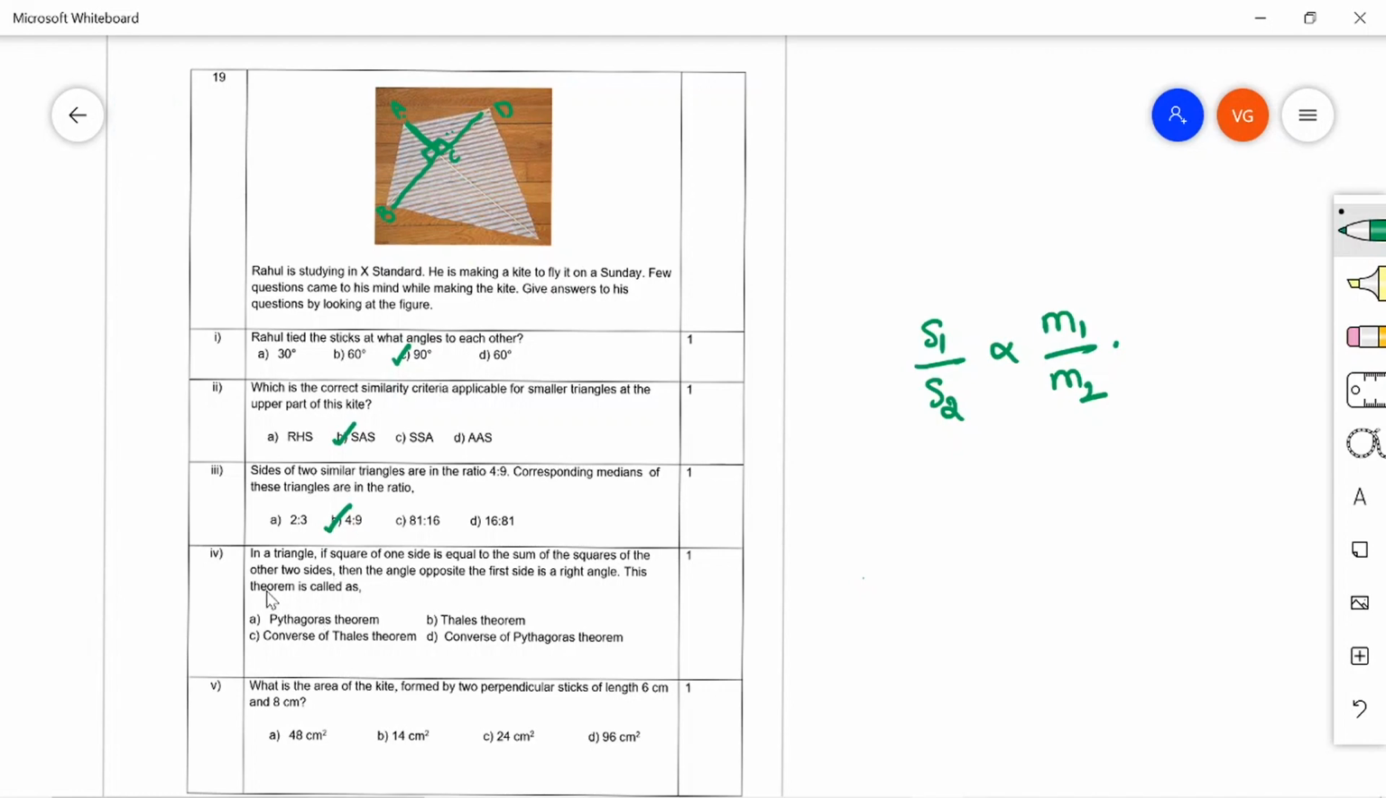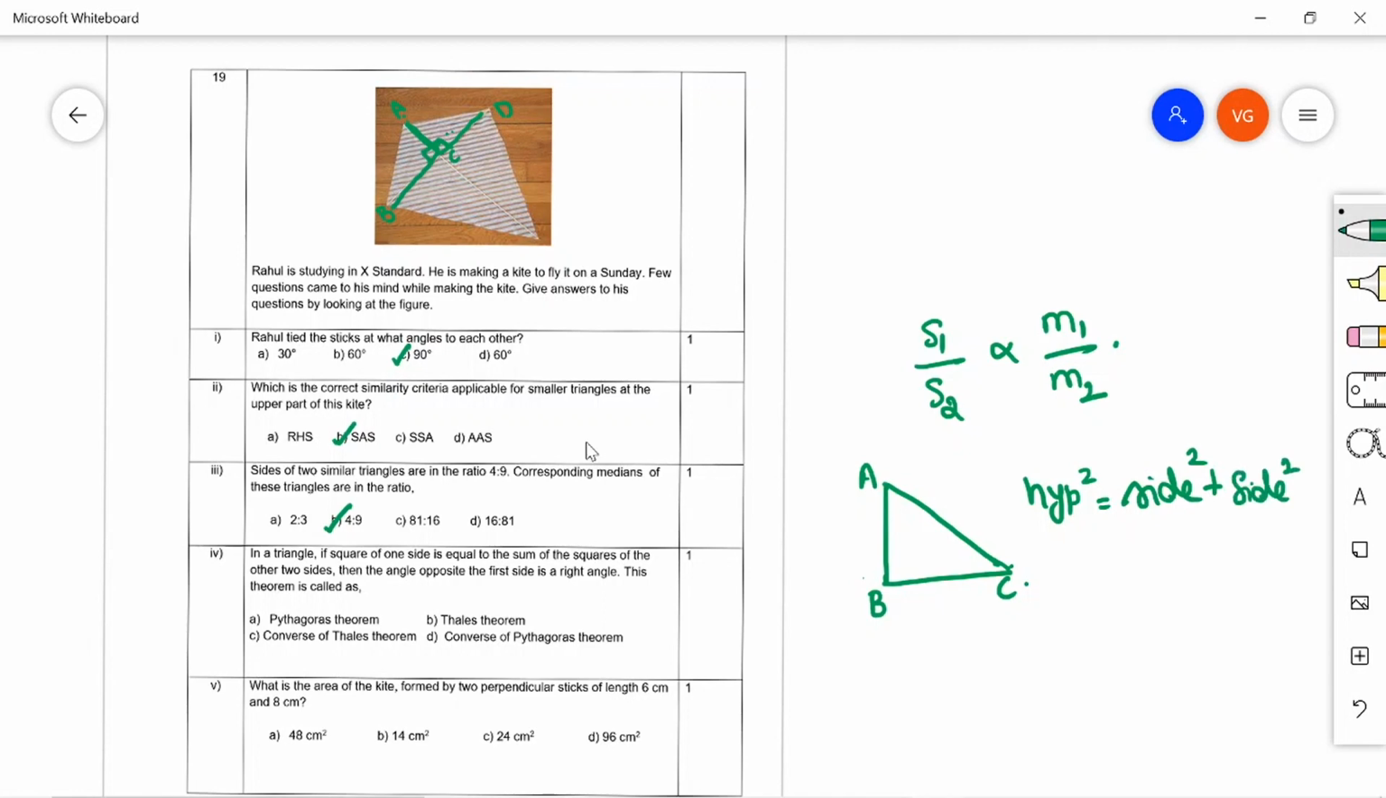Then question 4. In a triangle, if the square of one side is equal to the sum of the squares of the other two sides, then the angle opposite to the first side is a right angle. See, it is looking like our Pythagoras theorem only. So let us consider one triangle. What does the Pythagoras theorem say? It starts with, in a right angle triangle, the hypotenuse square is equal to side square plus side square. But here the statement is like this.